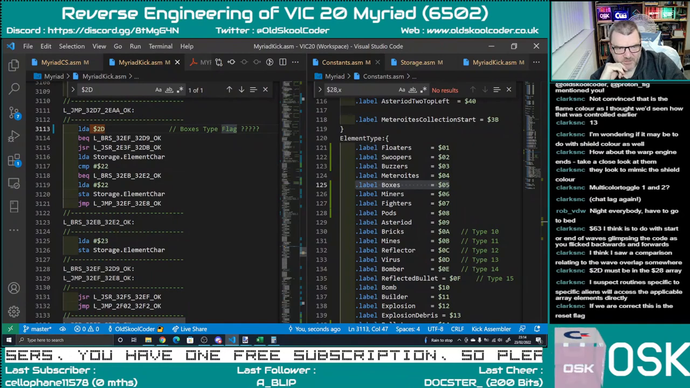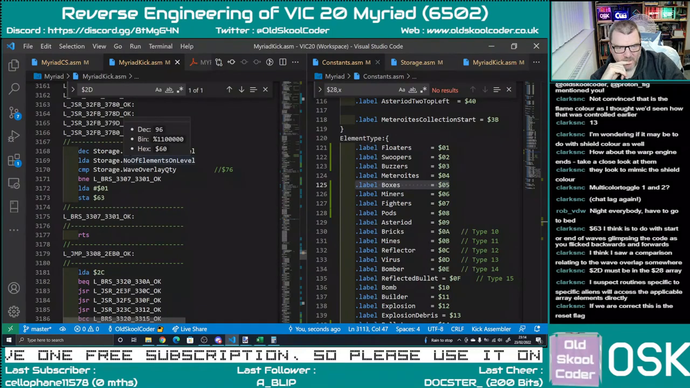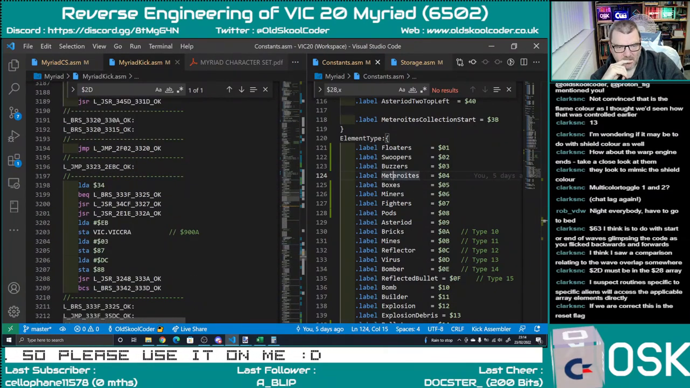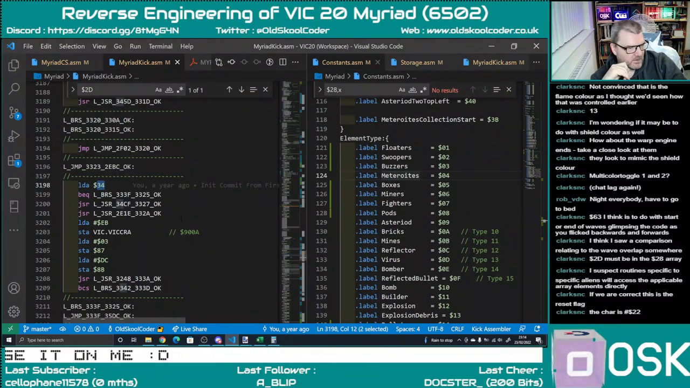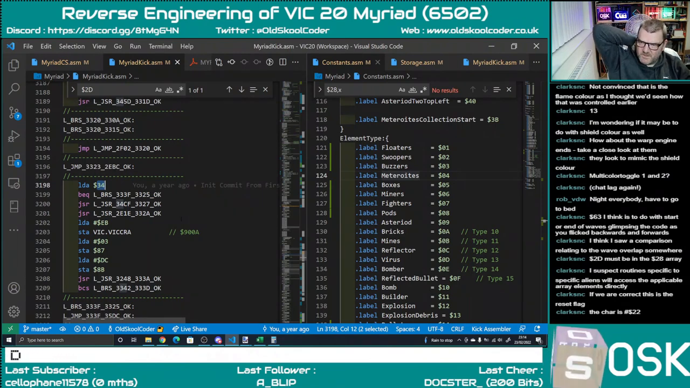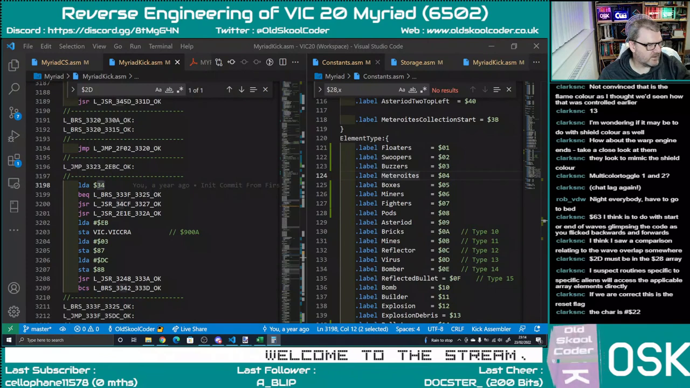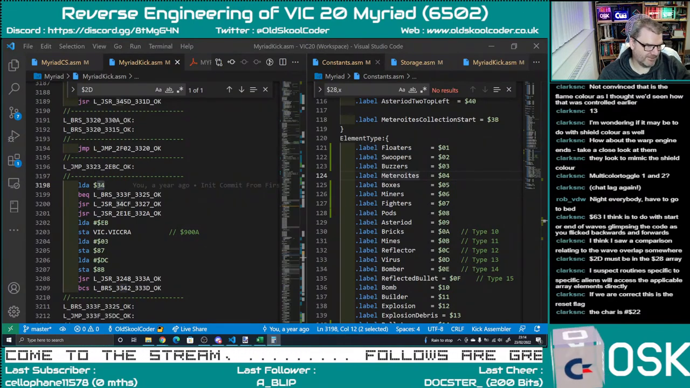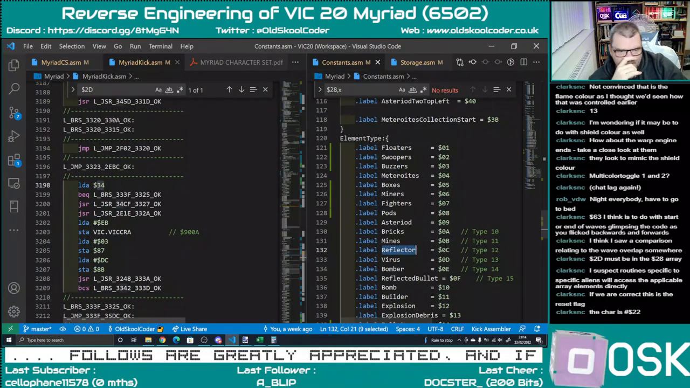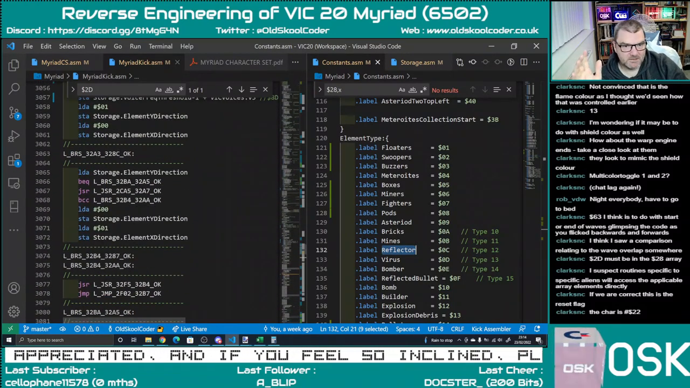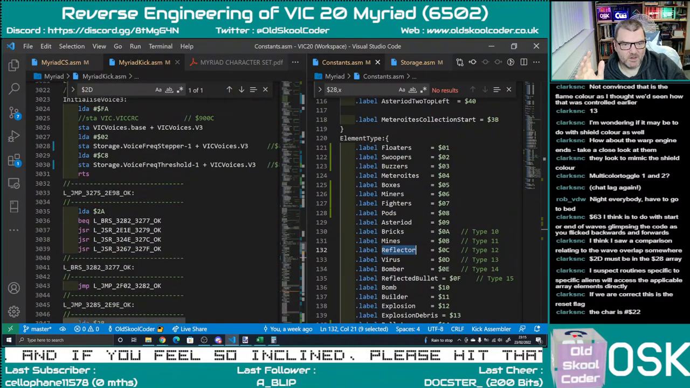So this must be the boxes. So we're in the right ballpark. There's 2C. So that must be meteorites. 34. The 22 for the boxes. Yeah. 34, so 34 minus 28. What? That is not right. 34 minus 28 is 12. Reflector. Right, so I'm wondering if I've accidentally stumbled across the movements. This is the movement. We'll look at that in the next stream. So we're in the right ballpark here. So this must be the movements.